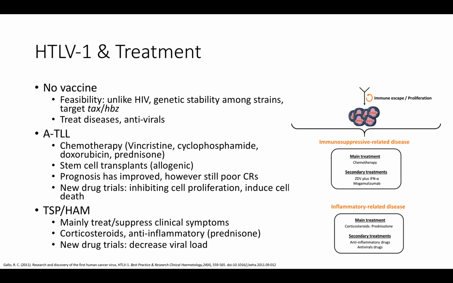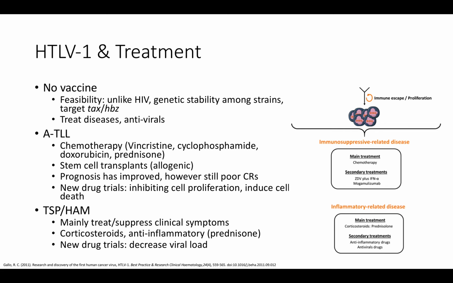To treat ATLL, as with most other blood cancers, we treat with chemotherapy. And I've listed the major combination therapy that's used currently. It's vincristine, cyclophosphamide, doxorubicin, and prednisone. Sometimes we use stem cell transplants. Generally, they're allogenic.